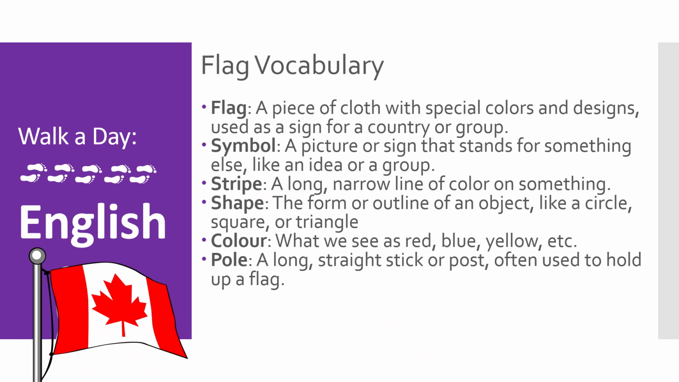The pole. That's the thing you see on my picture here. It's the tall gray thing to the left of the flag. This is a long straight stick or post. It's often used to hold up our flags. These can be put into the ground or they might be attached to the side of a building.